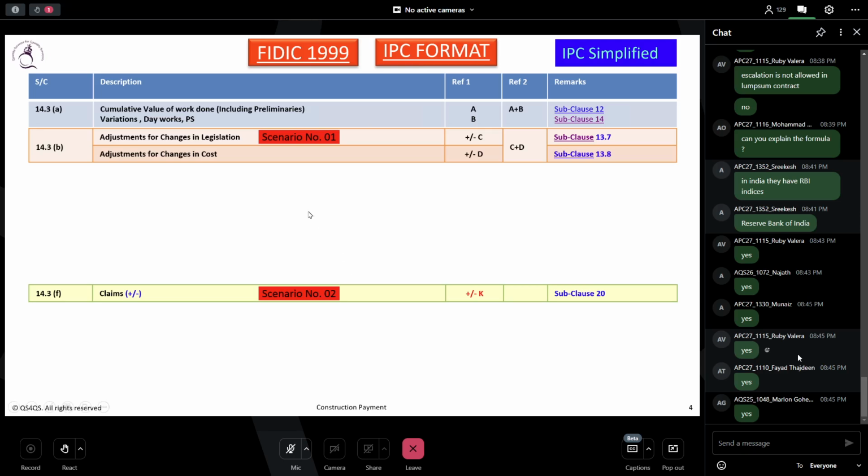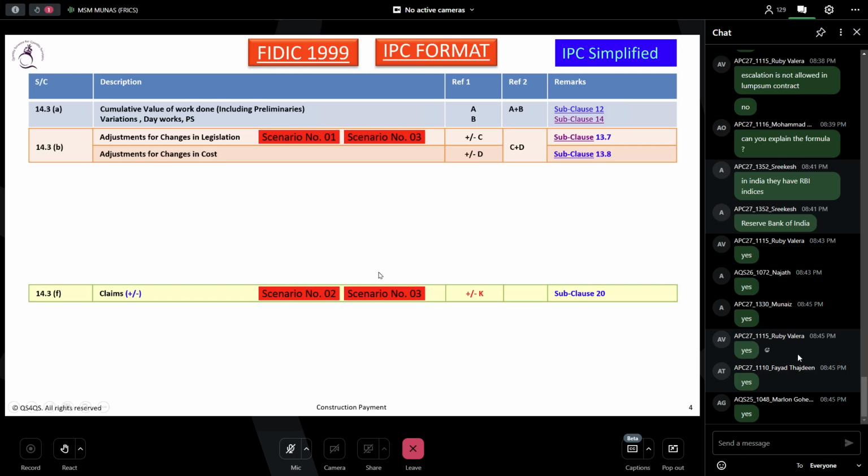The third scenario I am going to give you: if a change in legislation results or will result in both a change in the contract price, that means an increase or decrease, and a delay in the completion. Sorry, second scenario, actually third scenario, I was supposed to say.